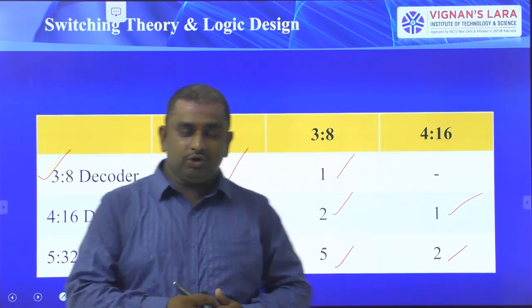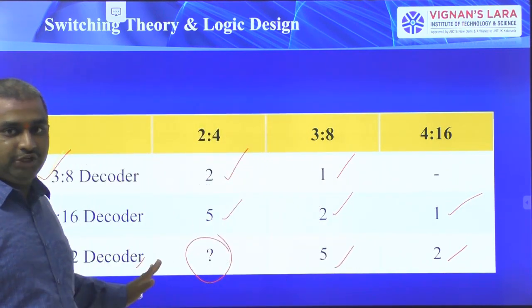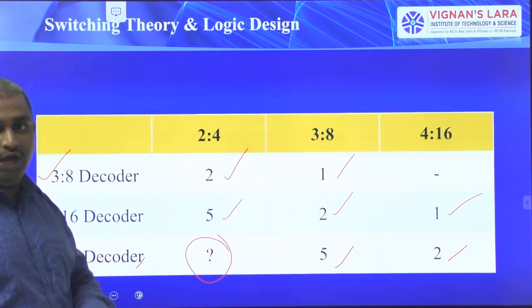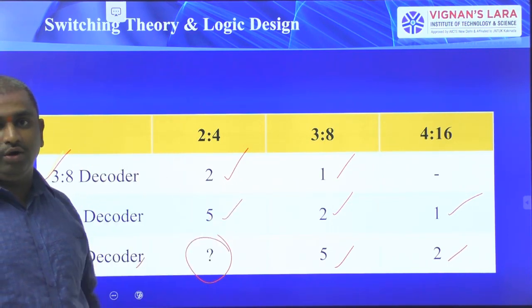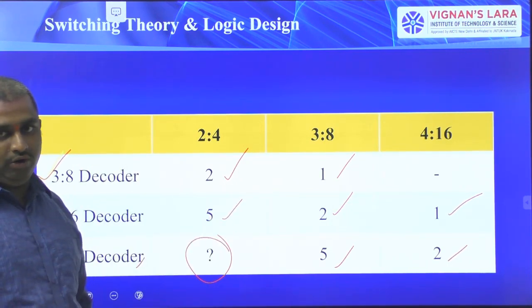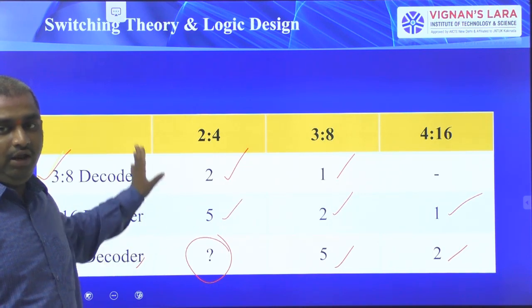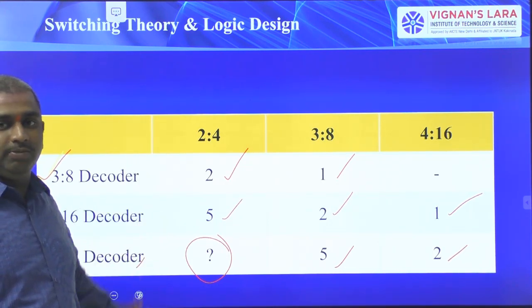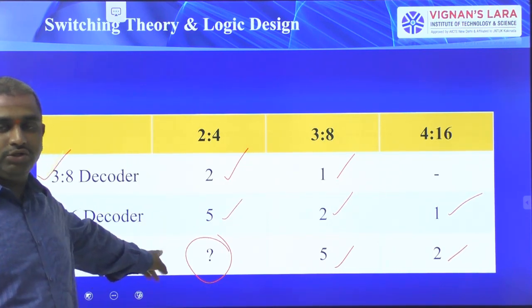With this topic, I have concluded today's session. Today we have learned about higher order decoders using lower order decoders. We have seen the 3 to 8 decoder example and the 4 to 16 decoder example. By today evening, you have to solve this problem.